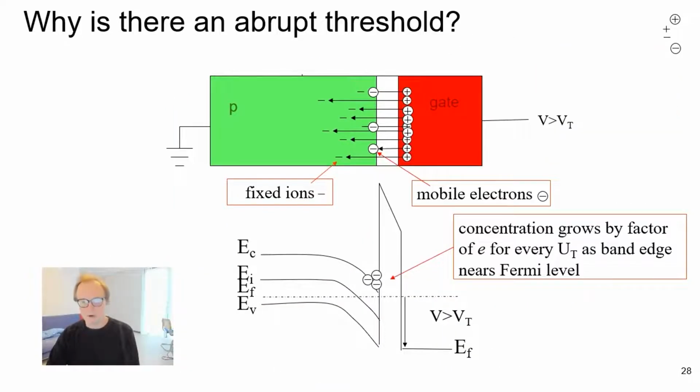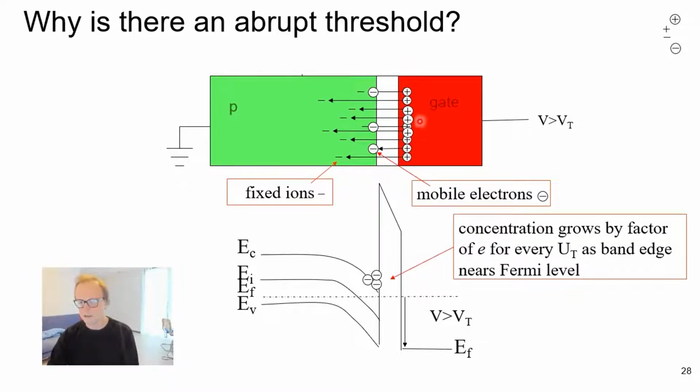I was always curious why there is an abrupt threshold like you just saw. Why is it so steep, this transition? And the reason, again, has to do with the Boltzmann exponentials. The relations that the Fermi-Dirac distribution turns into a Boltzmann distribution. So again, this is the structure that you just saw before, turned on its side.